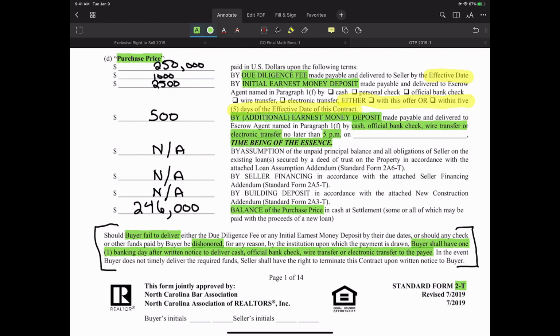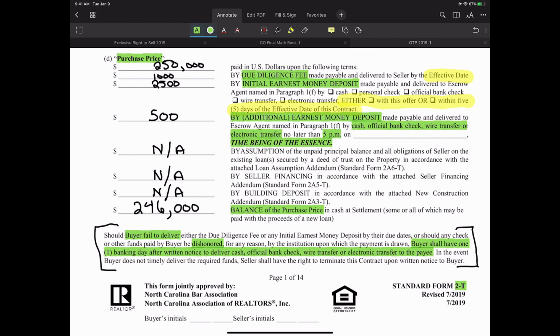Would you like to describe what a banking day is as opposed to a calendar day? Well, banking days are the days that banks do business. Traditionally, that is Monday through Friday. So if you've got this request on a Sunday, that's not going to help. Calendar days are every day. Banking days are the days that banks are open.